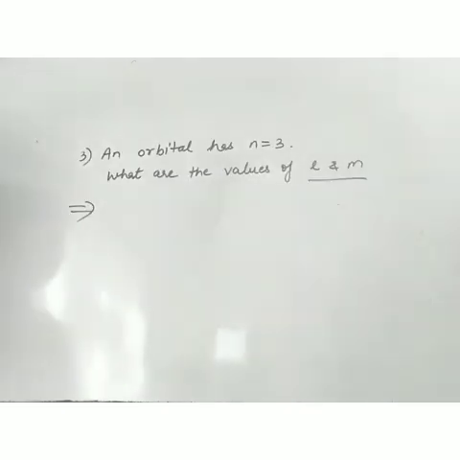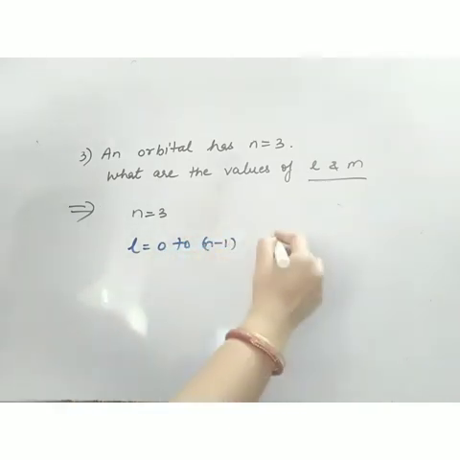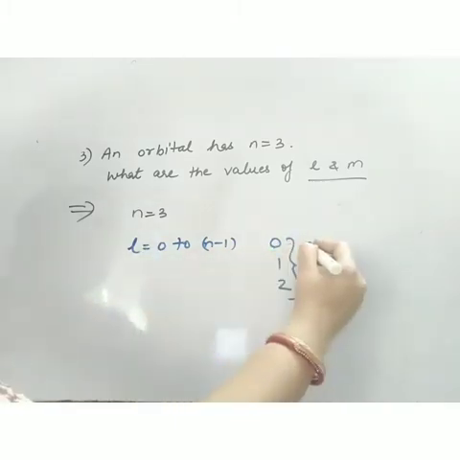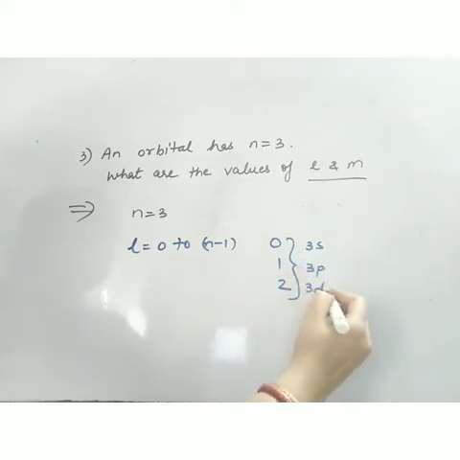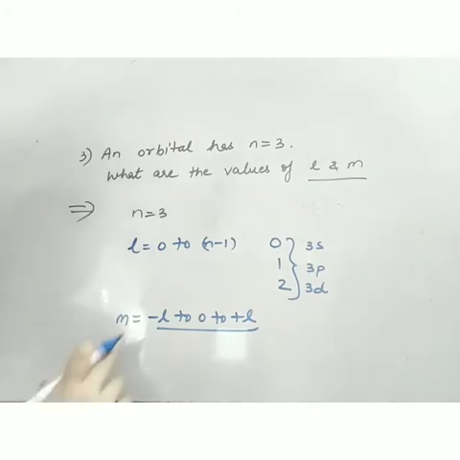Now the next question is, an orbital has the value of n equal to 3, meaning my shell is 3. So n is 3. Now what are the values of L and m? Now L indicates subshell. The value of L is 0 to n minus 1. So if n is 3, I can have the values of 0, 1 and 2. It means 3 values are possible. If it is 0, it will be 3s, then 3p and 3d. Now we have to calculate m. The formula is minus L to 0 to plus L. And m is calculated individually for the 3 values. So I will calculate for all the 3 values.